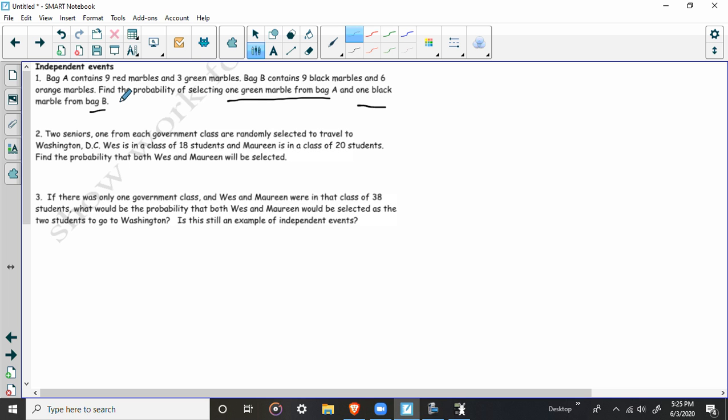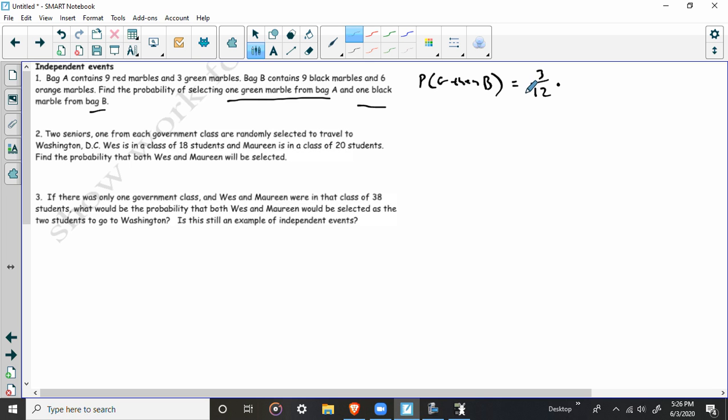Okay? So bag A contains 9 red marbles and 3 green marbles. So that's 12 altogether. 9 plus 3 is 12. So what's the probability of pulling a green marble? Well, there's 3 green marbles out of the 12 total marbles. So say the probability of green, then black. Okay? So the probability of green on the first one is 3 green marbles out of 12 total marbles.